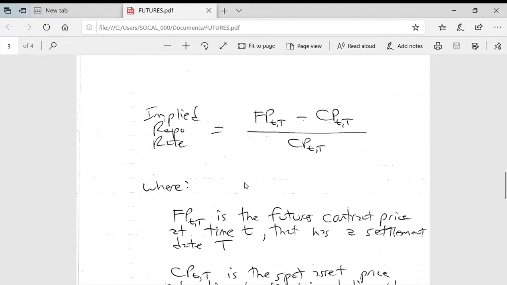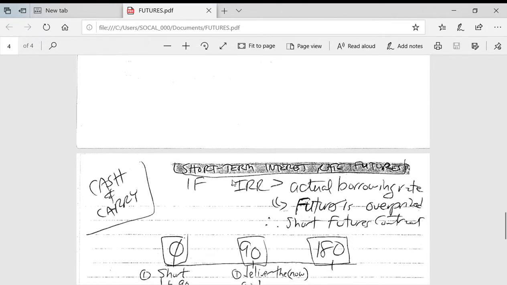In other words, the implied repo rate is the rate of return that we will lock in if we simultaneously buy the spot asset and take a short position in the futures contract. Once again, the implied repo rate is the rate of return that we lock in if we simultaneously buy the spot asset and take a short position in a futures contract that has that spot asset as the underlying asset. Okay? So now let's look at an example.